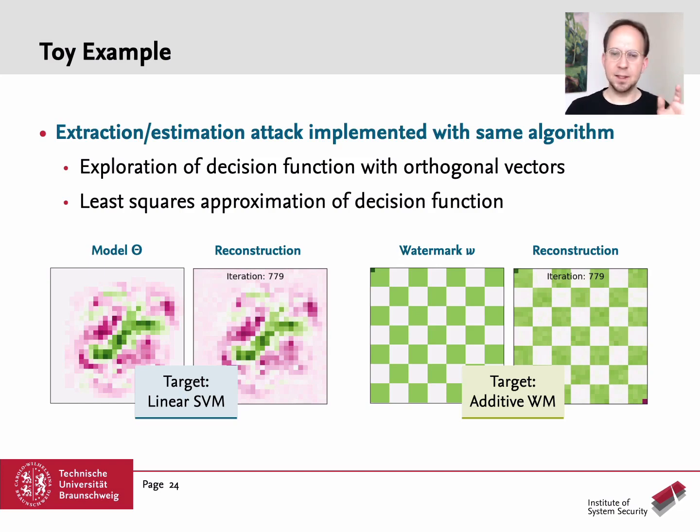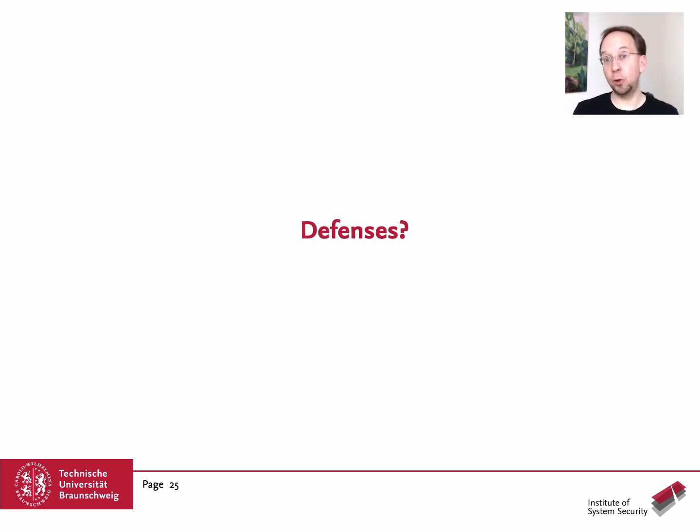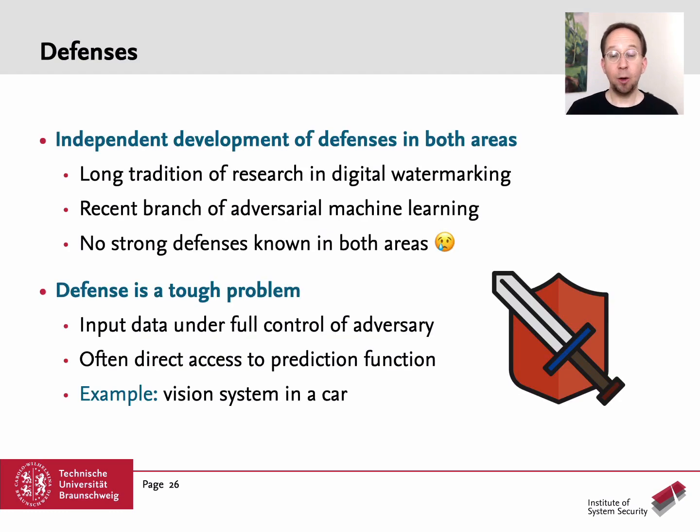And when we did this, and we did this with real watermarks and real machine learning models, we were really satisfied because we found something that wasn't known at that time. And in this enthusiastic moment, we said, hey, let's take also defenses from the two areas and see whether they can be applied on the other side. Now, defenses is another topic in security. There's a long tradition in developing defenses in digital watermarking, whereas not so long tradition in adversarial machine learning. But unfortunately, in both areas, no strong defenses are known.